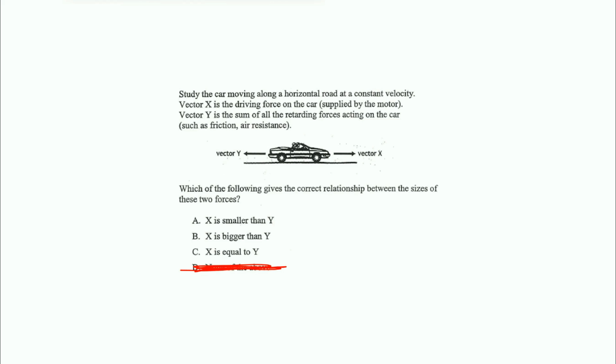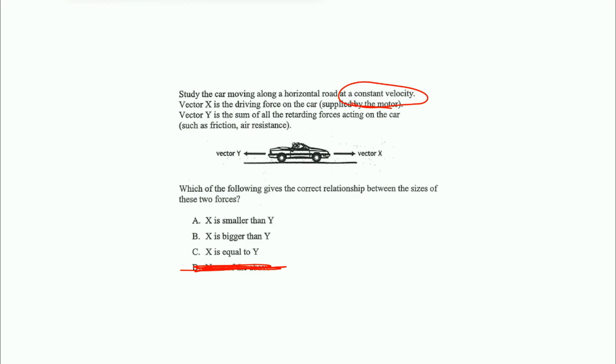Well, if x were greater than y, the car would be accelerating towards the right. If y were greater than x, the car would be accelerating towards the left. Now, I didn't say moving towards the left, I said accelerating towards the left. The car could quite well be going towards the right, moving towards the right, but acceleration towards the left just means that the car is slowing down, right? However, what we have is constant velocity.